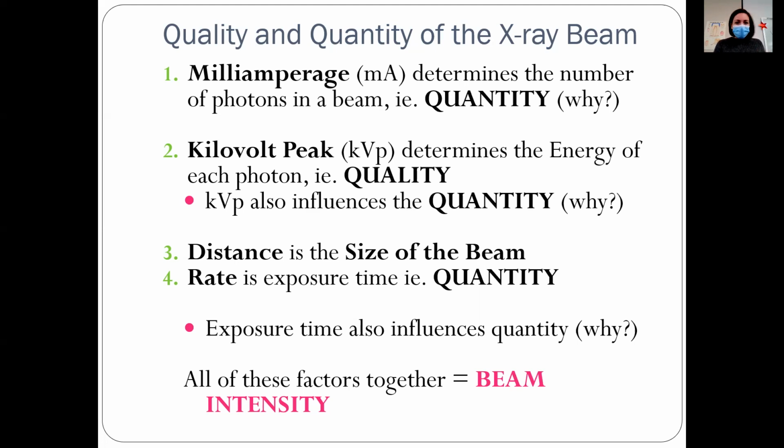Increased kilovolt peak: shorter wavelengths, higher frequency, higher penetrating power. So when you increase kVp, you are going to create a better X-ray beam, because you're going to create a better image. Those electromagnetic wavelengths are going to be shorter, higher frequency, closer together, and so they're going to penetrate better and create a better image.